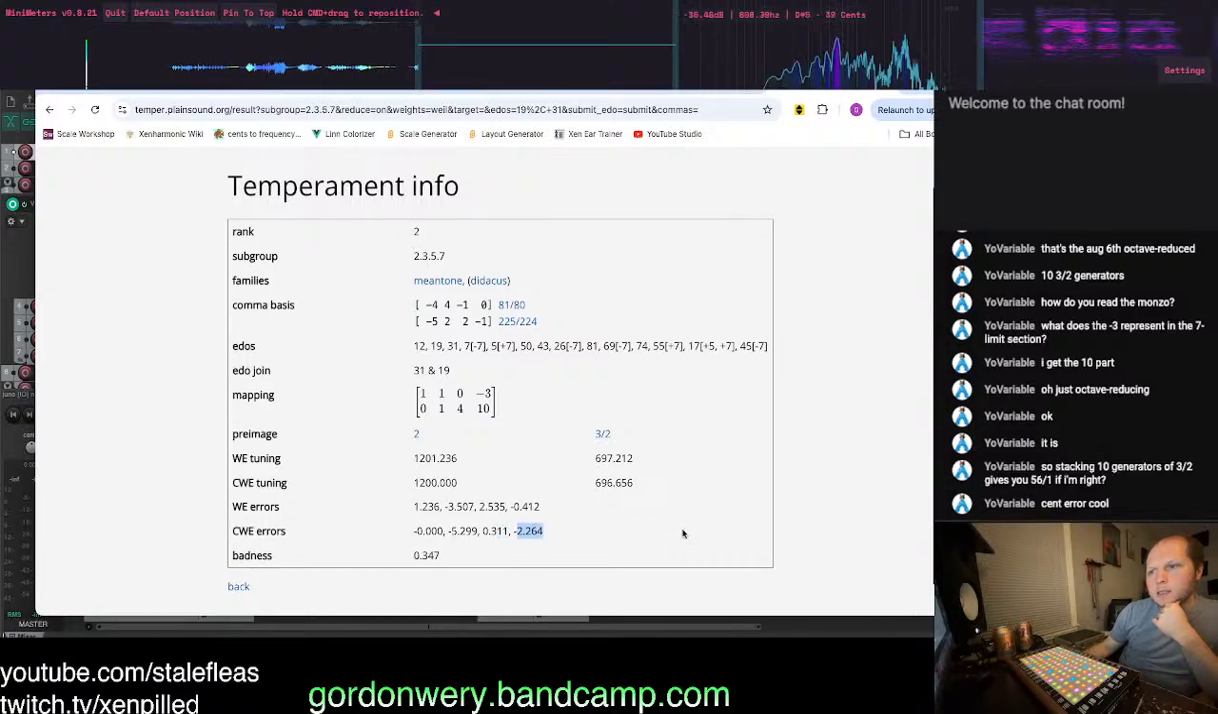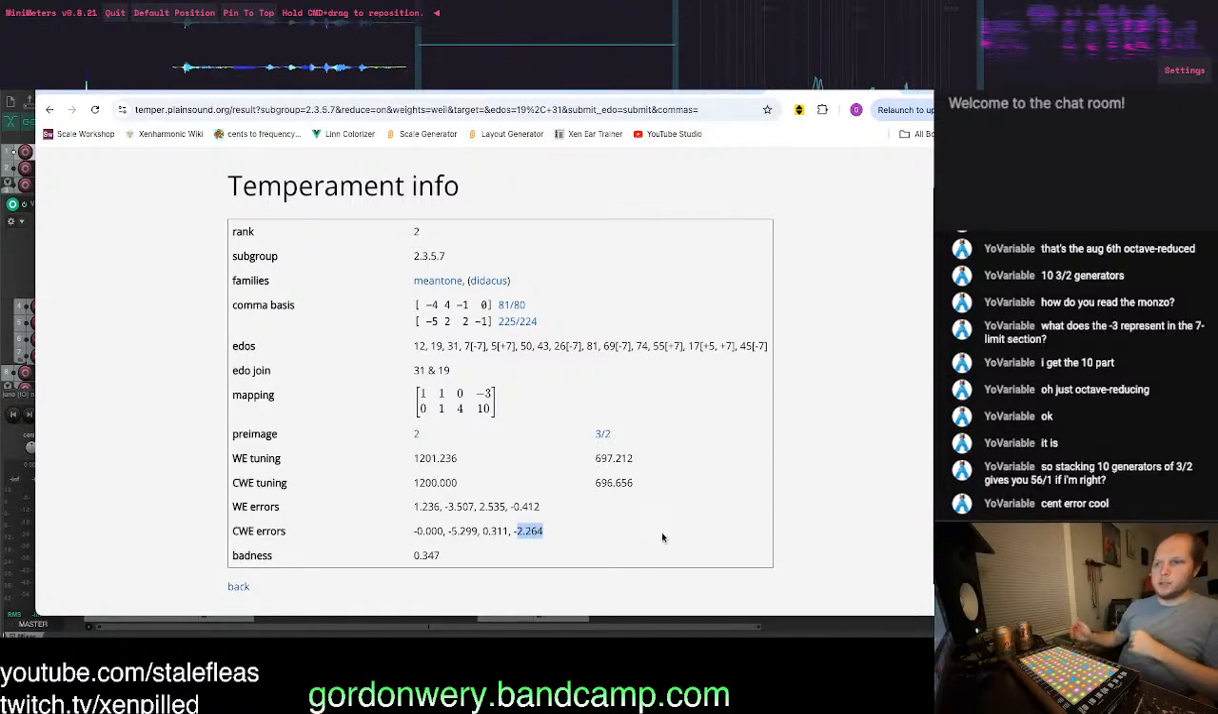And then your 5 is really pretty accurate for your major third, and then your 7 is also pretty accurate. So it's kind of shocking how good meantone is. It's such a nice temperament, even though it's so simple.